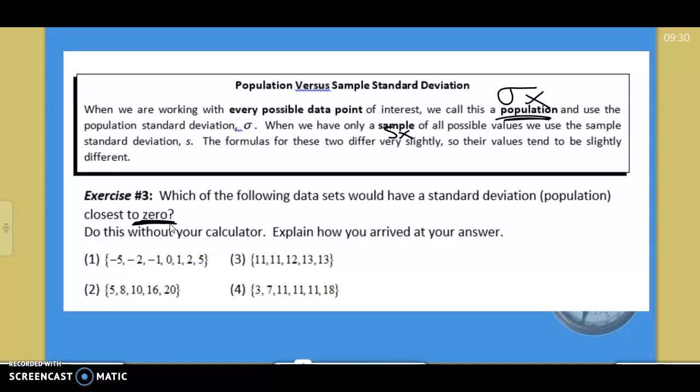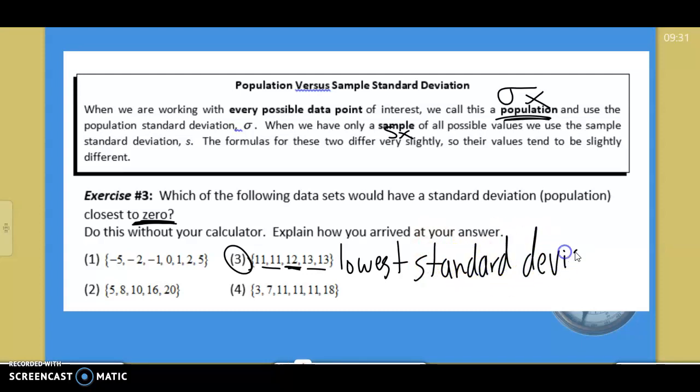11, 11, 12, 13, 13. There it is. Because this would be the average. That's not just the middle, but it's the average. And then on either side of it, it's really close. So that would have the lowest standard deviation. Okay, and that's it.